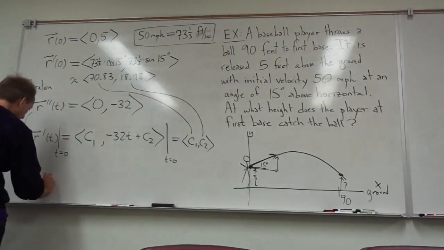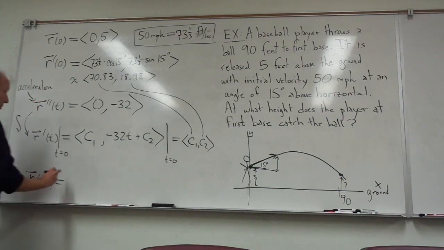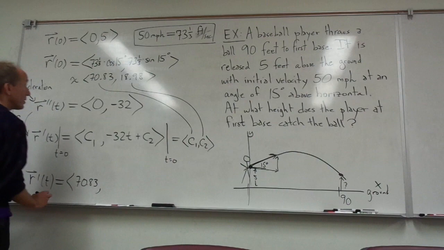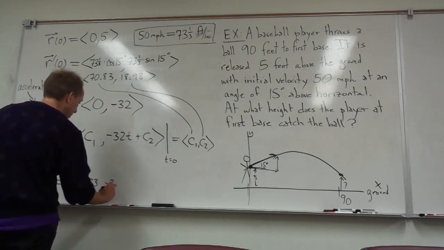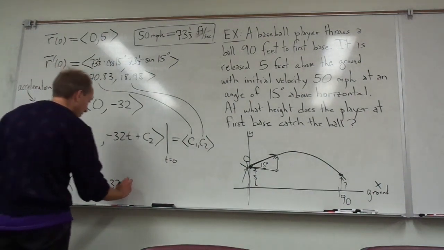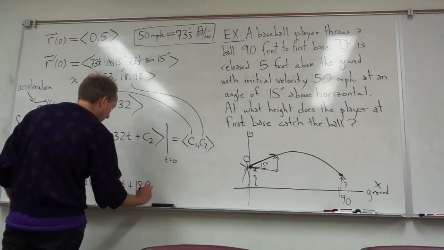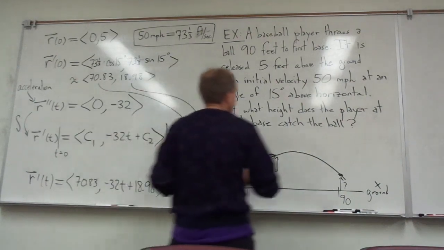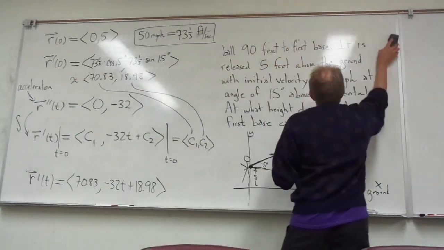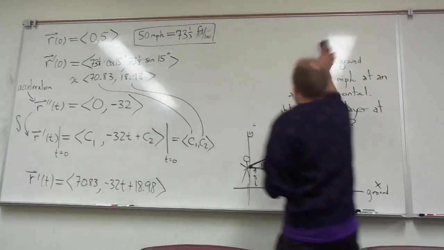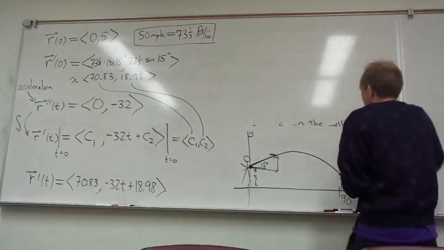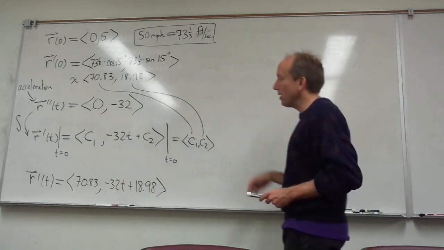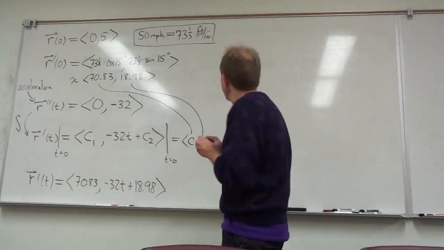So we know that r prime of t is going to be, the first component is 70.83, and the second component is negative 32t plus 18.98. So that's pretty easy. We got our velocity at this point. I'm going to go ahead and erase this question. You can always rewind or put this on pause at some point if it would help you. But we're just trying to find r of t, and then we'll go from there.